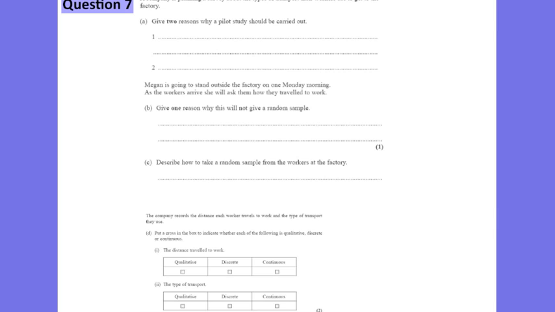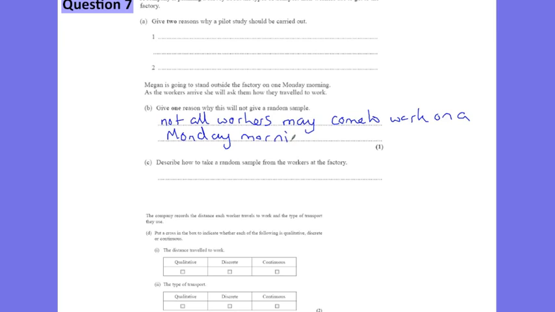We're then told that Megan is going to stand outside the factory on one Monday morning. As the workers arrived, she'll ask them how they travelled to work. Give one reason why this will not give a random sample. So there are several things you could put here in relation to the fact that not all workers may come to work on a Monday morning. Maybe Monday will be their day off. Okay, so we don't know exactly whether they're going to be coming in. It could be biased because of this. Only one day.